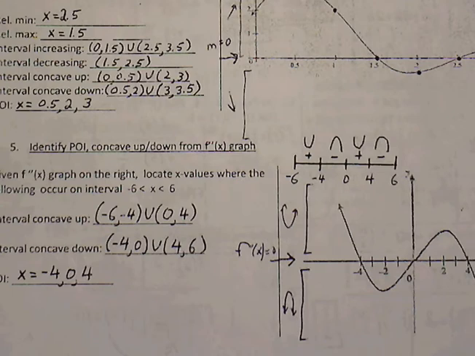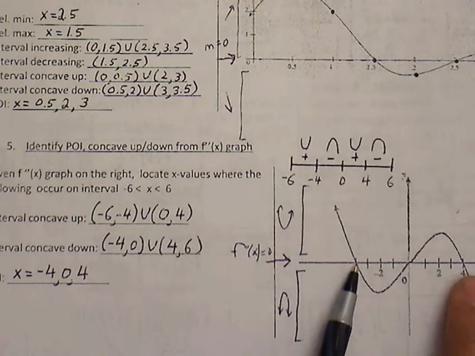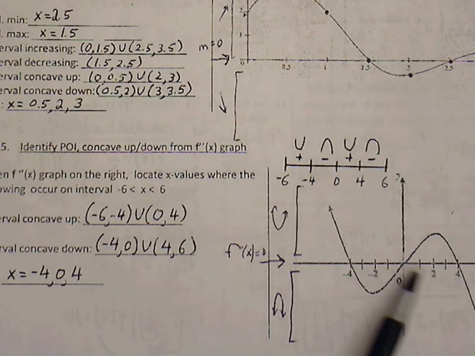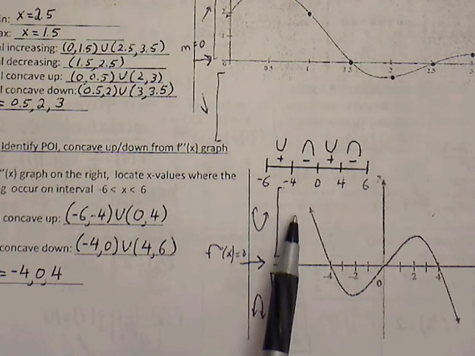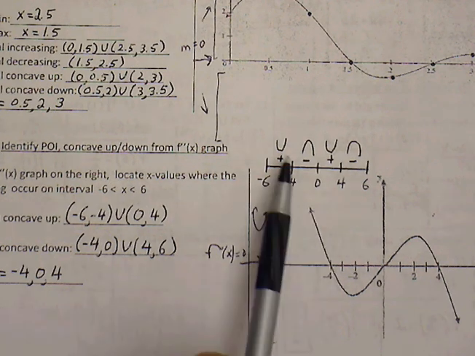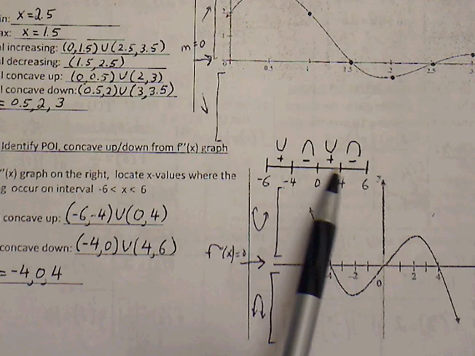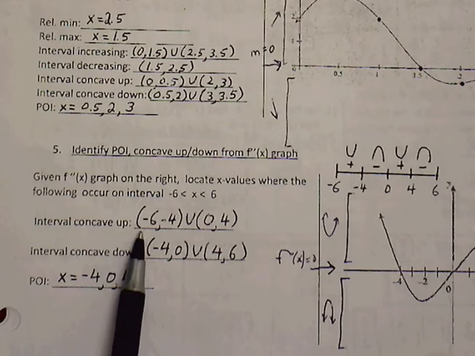Just like before, we're looking at x-intercepts to pick out critical points: -4, 0, and 4. We put them on a sign line. Above the x-axis represents concave up, below represents concave down. Based off of this information, we can fill in our spaces here.